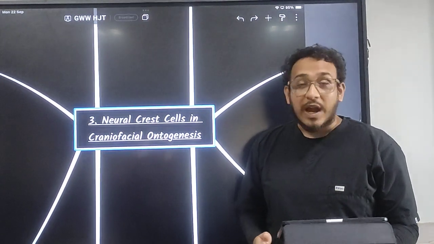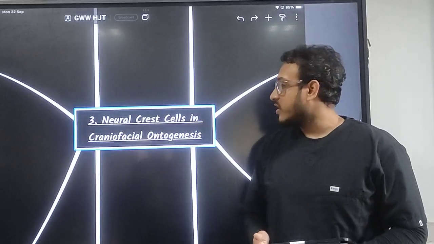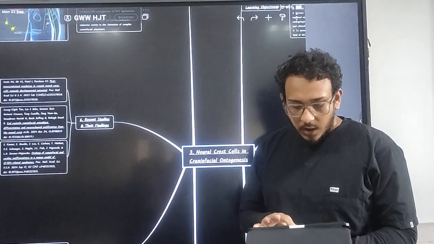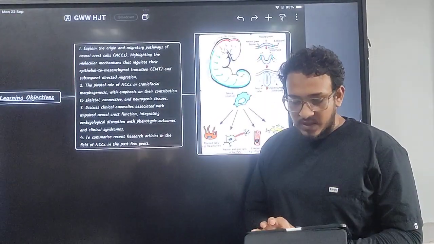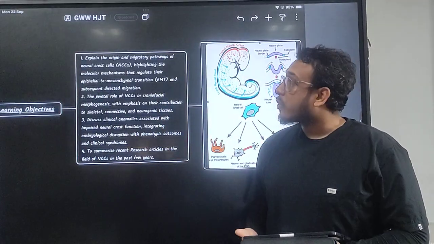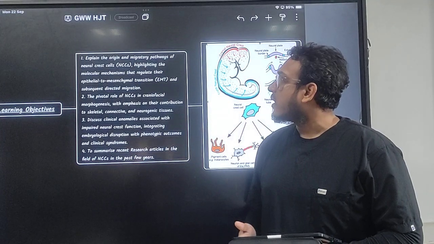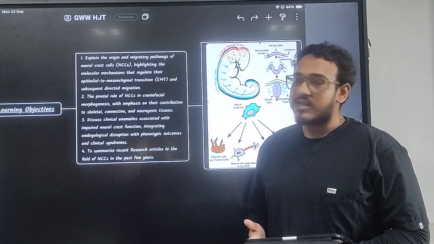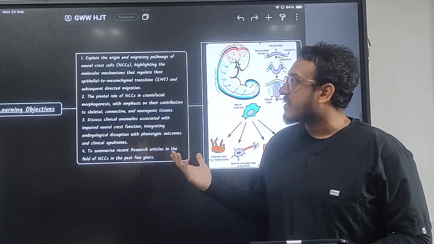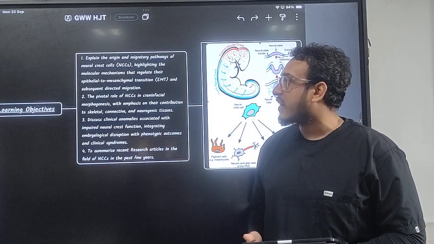Good morning. So I'll be talking about cranial neural crest cells in craniofacial ontogenesis. In this seminar, I'll explain the origin and migratory pathways of cranial neural crest cells, highlighting the molecular mechanisms that regulate their epithelial to mesenchymal transition, which is EMT, and subsequent directed migration.